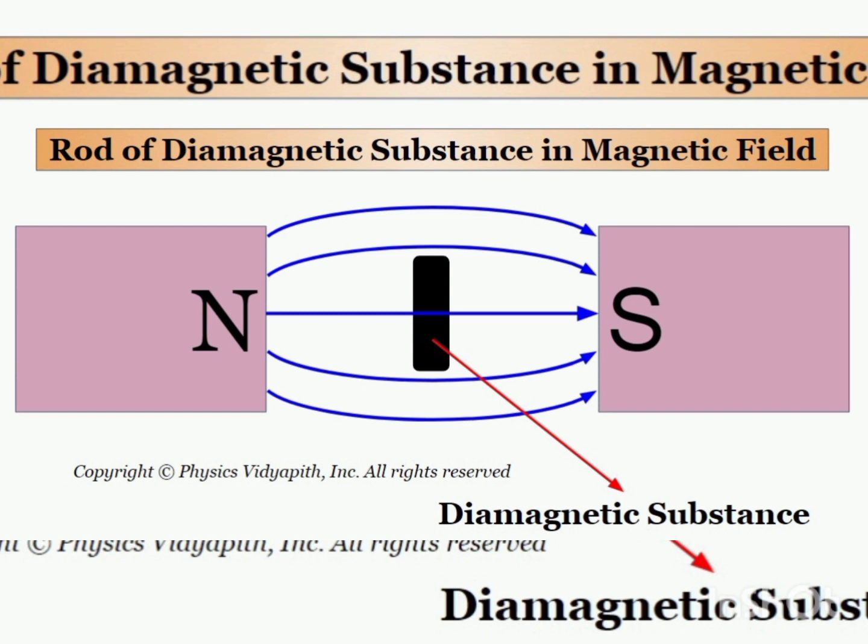First of all, what is meant by diamagnetic material? Diamagnetic substances are those which are feebly repelled by a magnet. For example, antimony, bismuth, copper, gold are diamagnetic materials. In this session, I am going to explain the classical theory of diamagnetic materials. This theory was given by Langevin, so we can call it Langevin's theory of diamagnetism.